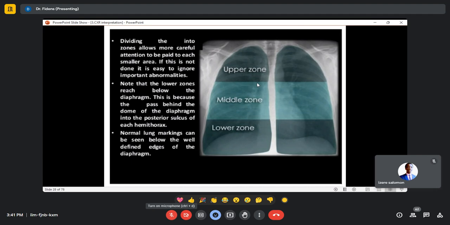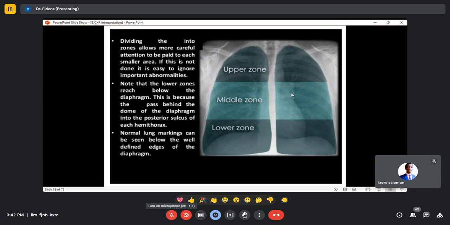The inferior margin of the second anterior rib is the limit of the upper zone. From the second one, the third and the fourth, it goes from up to down here. That's the middle zone. And downwards is the lower zone.